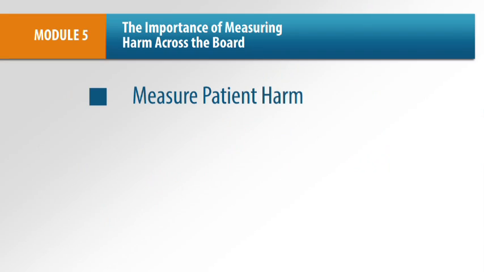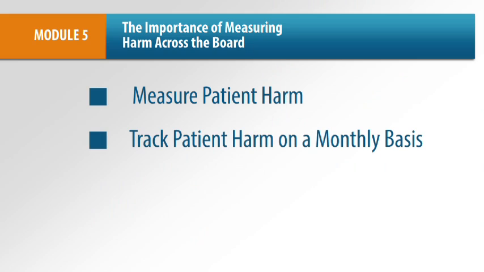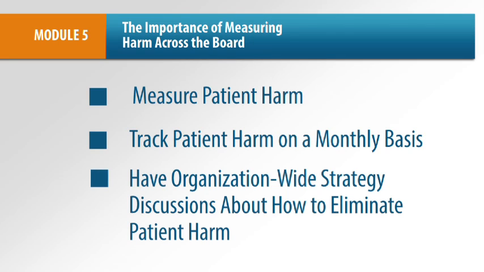So as board members, we have 3 important roles here. Number 1 is to measure patient harm composite. We have a role to ensure that all our indicators roll up so we can have a high-level discussion about patient harm. 2 is to track it on a monthly basis, so we know month to month how are we doing in terms of eliminating patient harm. And 3 is to have the organizational-wide strategy discussion about how do we eliminate patient harm.